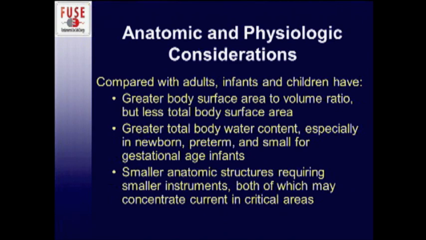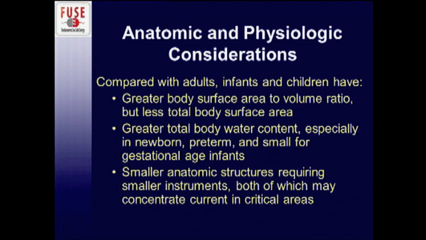First of all, there are some anatomic and physiologic considerations. Compared with adults, infants and children have less total surface area, which means less room for all of your monitoring devices and dispersive electrodes in your operative site. They do have a greater body surface area to volume ratio, but less total surface area. What this means for you is that areas of high resistance tissues are in close proximity to tissues of low resistance, and thus the path for current flow may be a lot less predictable than it is in adults. And because of the small size of these patients, injury can be really catastrophic.